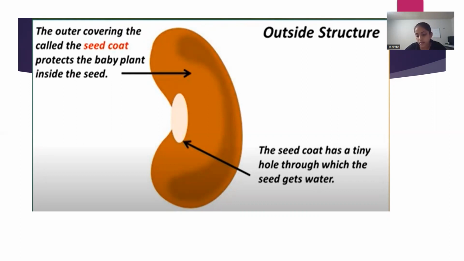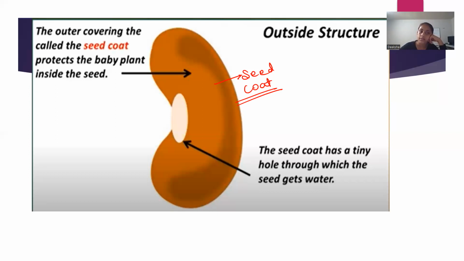Very good. So the outer covering of the seed, wait a minute, I'm just changing the color of my pen. The outer covering of the seed is known as what? Seed coat. Diksha, I will give you the notes also. I have already given you the notes along with your homework on your mom's mobile. So concentrate here, and if you have a doubt, ask me.